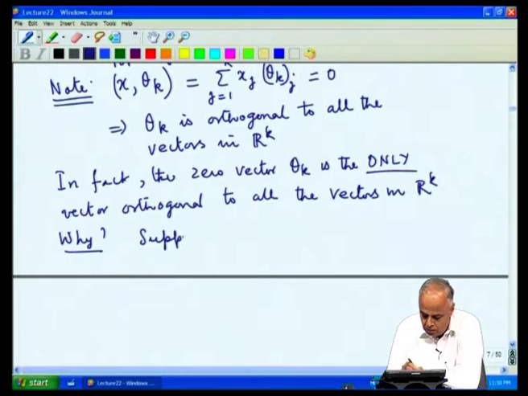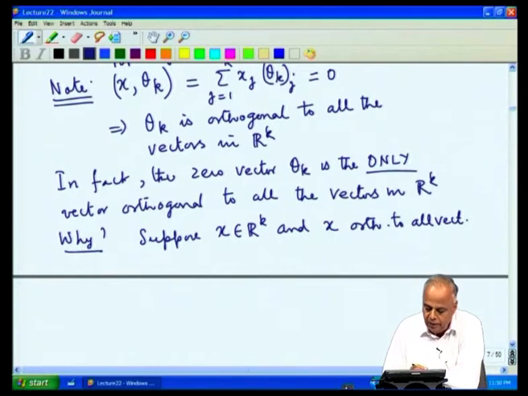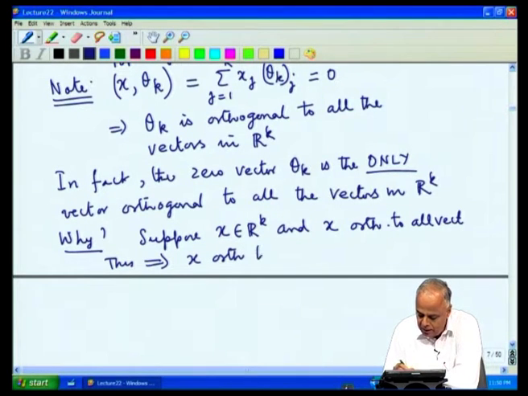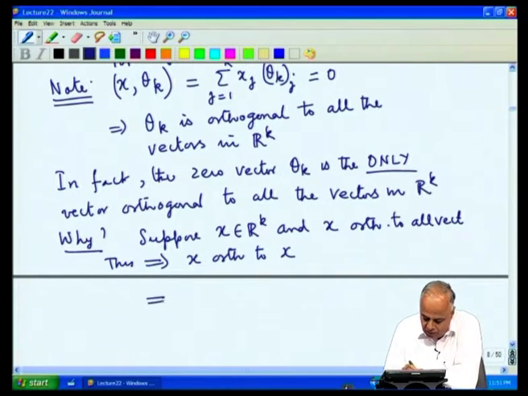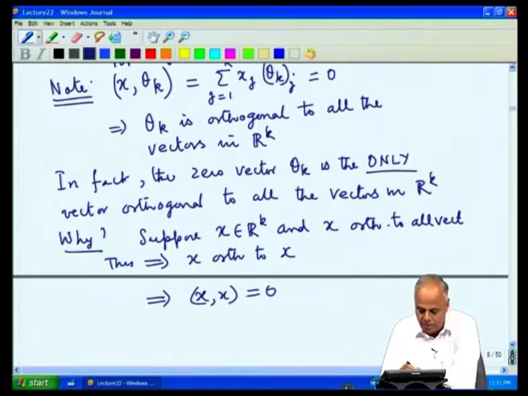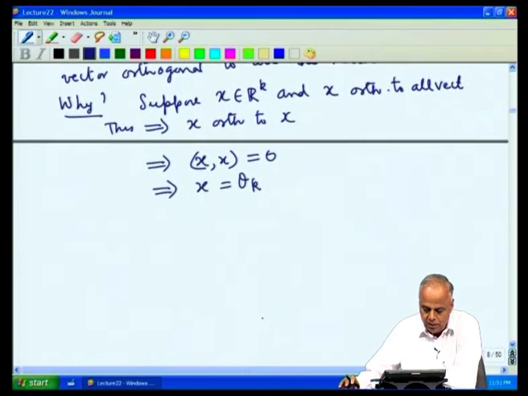Suppose x is in R^k and x is orthogonal to all vectors. If x is orthogonal to all vectors, this implies x is orthogonal to itself, because it is orthogonal to all the vectors. In particular, it must be orthogonal to itself, but if x is orthogonal to itself, the inner product of x with itself must be 0, but we know that the inner product of a vector with itself is 0 only when x is equal to θ_k. Therefore, the only vector which is orthogonal to all the vectors is the 0 vector.